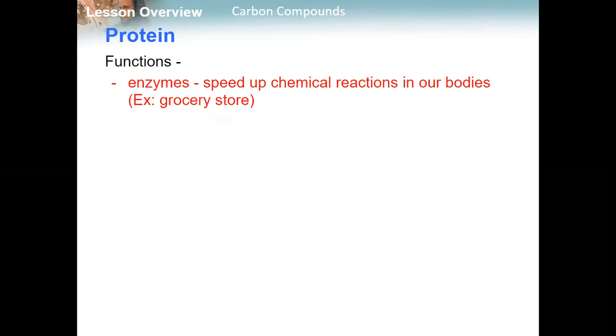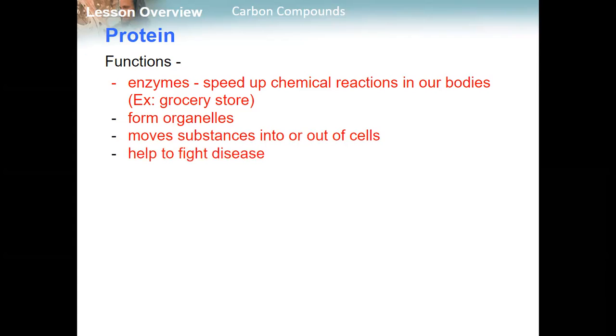Other things that proteins do for us is they form organelles. Remember, organelles are those structures inside of cells. They also help to move things in and out of the cell. So the cell might need things, or might need to get rid of things, or might need to pass along things to another cell, and proteins help with that. Proteins also help to fight diseases, and they help to build and repair body tissue like our muscles.